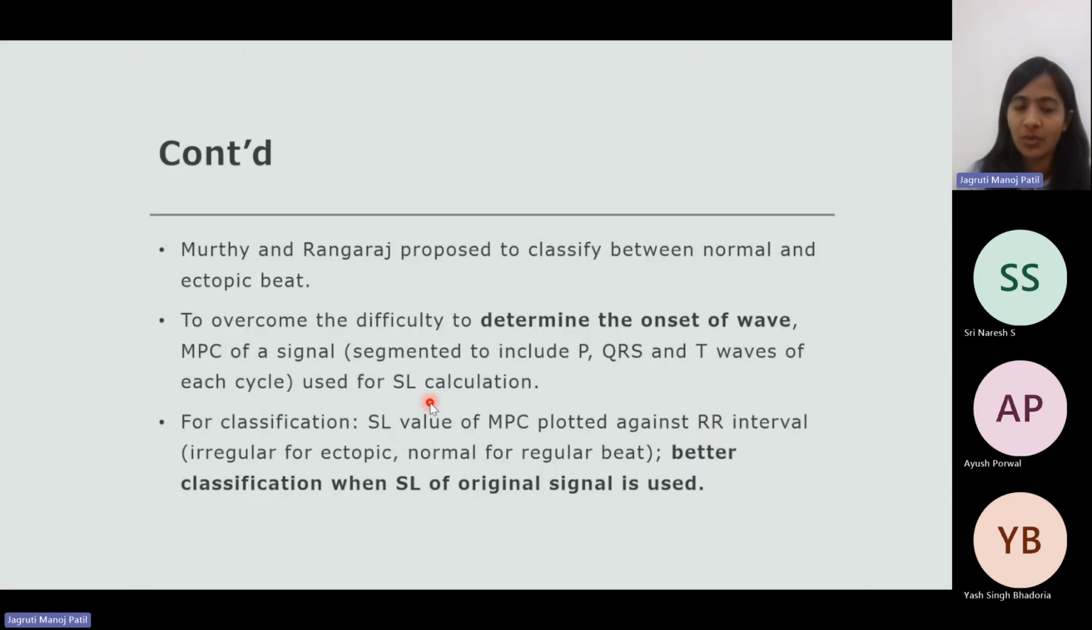So what we saw was that the signal length is normally irregular for an ectopic beat, and it's normal for a regular beat. So again, it's better classification. It's in a way better if we segment it separately on the basis of the onset of the waves. When the signal length of the original signal is used, we know the signal length of the original or a reference signal, and then we compare it with respect to the different cases or the analogies that we have.